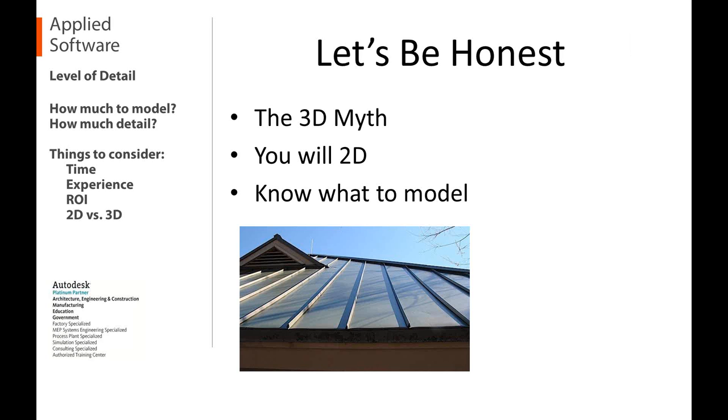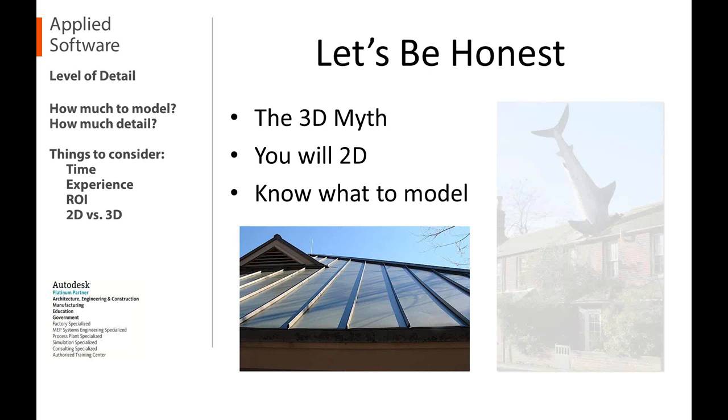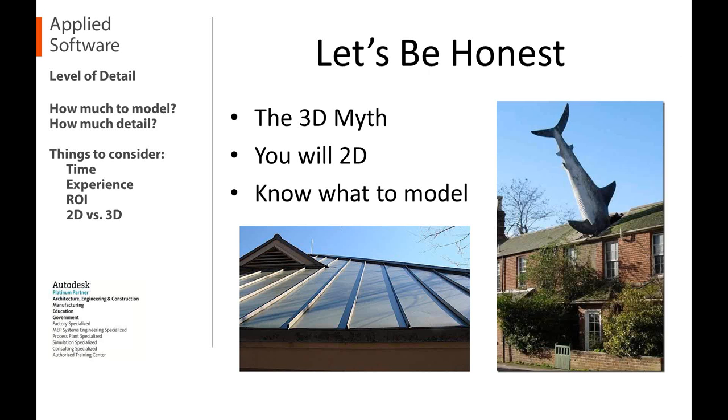And what is my ROI on that? There are many times where we overmodel, and that's probably one of the biggest problems with people when they first move over to using Revit: they overmodel. So we want to be smart. We don't want to model everything that's going on our roof. Some things we can do without.